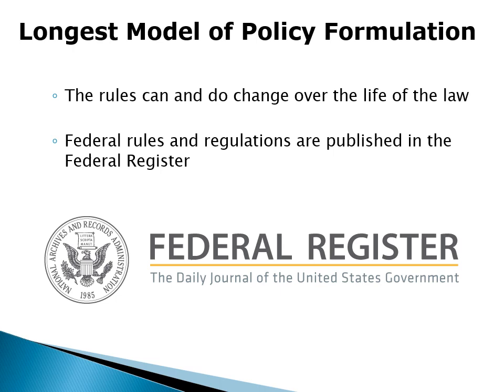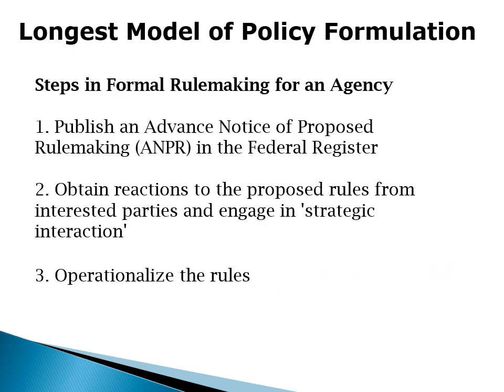During the entire process that they're being made, draft rules and regulations will be published in the Federal Register before they become finalized. And once they're finalized, they'll also be published. So there are three steps in formal rulemaking for an agency. When an agency makes a rule, they will publish an advance notice of proposed rulemaking in the Federal Register, they will actively solicit input and opinions from all of the stakeholders that will be affected by the rule, and then they will operationalize the rules.